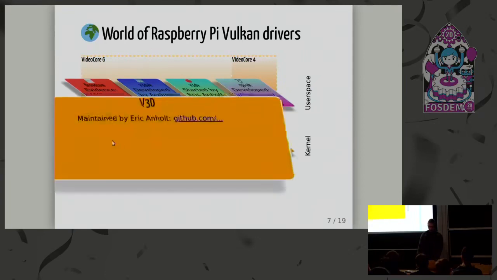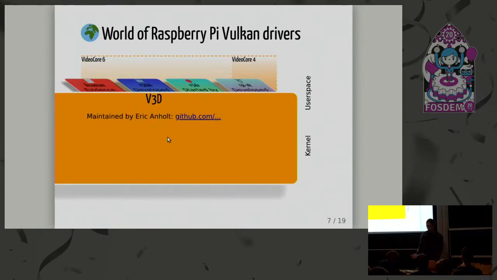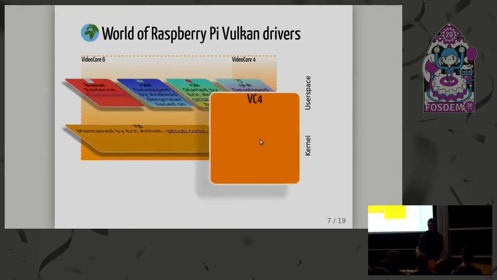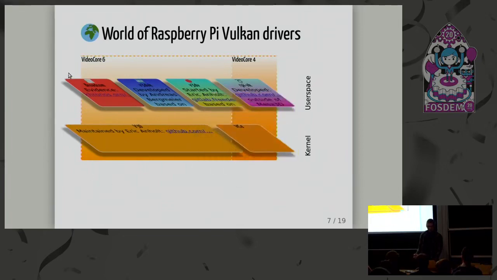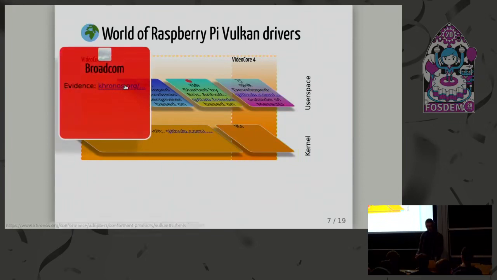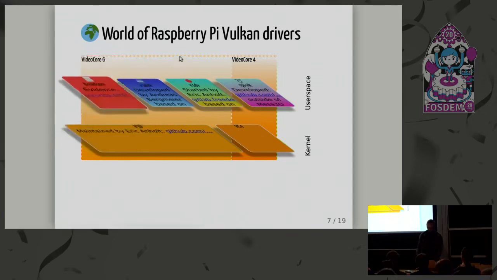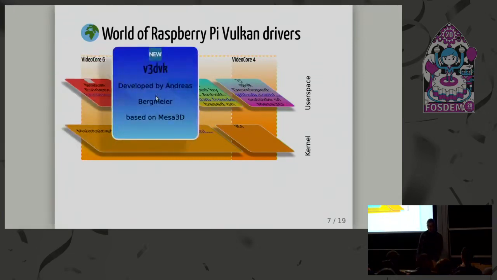So you have here the V3D, Eric is maintaining that. You have the VC4 for the VideoCore 4, which is the Raspberry Pi 3. I think Eric is maintaining that, but I have no idea, quite frankly. And then it gets interesting, because if you look at the conformance testing at Khronos, there is actually a Broadcom driver in there. And Broadcom, I have this from good sources, internally really have a Vulkan driver, but apparently they have no plans on releasing that to the public.